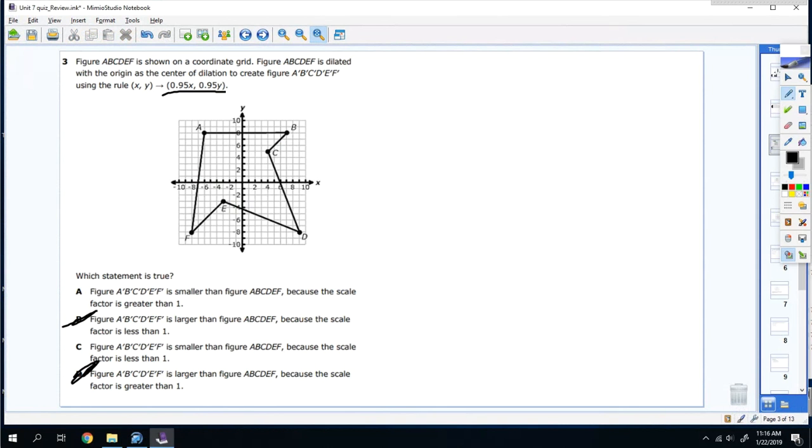So now we gotta figure out which one's correct. And the correct one is C because it still says smaller, but it says less than 1, while A says greater than 1. 0.95 is less than 1, so the answer is C.